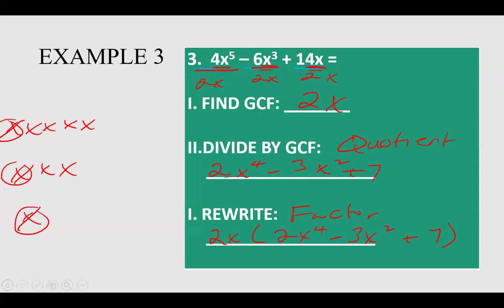If I am not sure that I did that correct, that's where I'm going to do a little bit of mental checking. I'm going to ask myself, is 2x times 2 4? Yes. Is x times x to the 4th x to the 5th? Yes. Is 2x times -3 -6? Yes. Is x times x squared x to the 3rd? Yes. Is 2x times 7 14x? And the answer would be yes. So what does that tell me? I'm a genius, and this is my factored form.